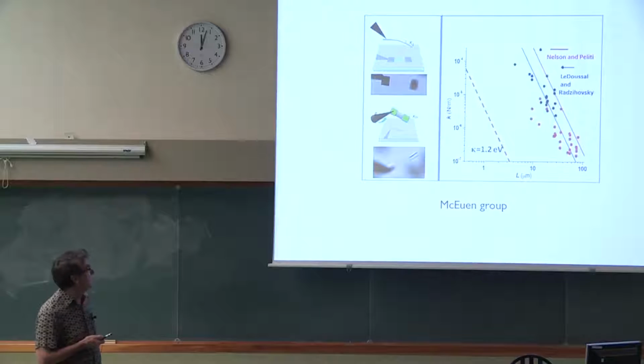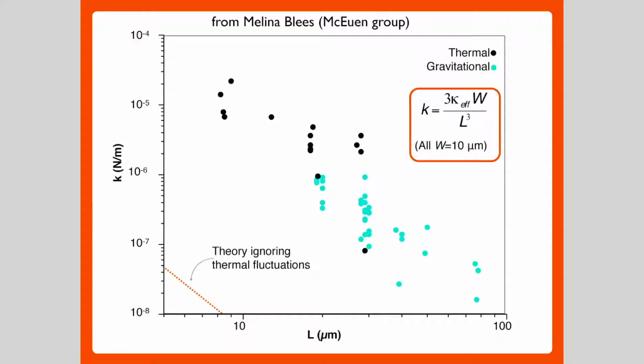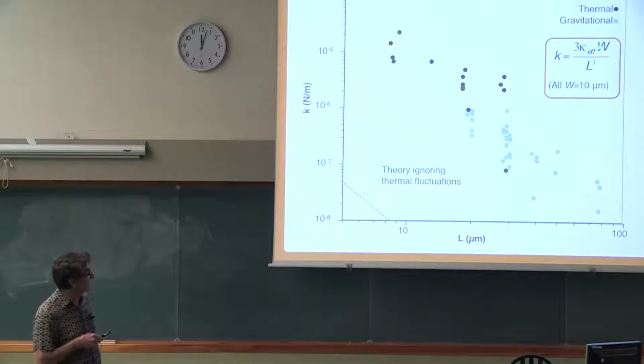Here is a blow up of that. The spring constant is geometrically related to the effective bending rigidity; it's just the width divided by the length cubed. So you can back out the effective bending rigidity and then see that it's much bigger, millionfold bigger than the naive predictions. And this blue shows gravitational measurements, black shows thermal fluctuation measurements. They're roughly consistent.